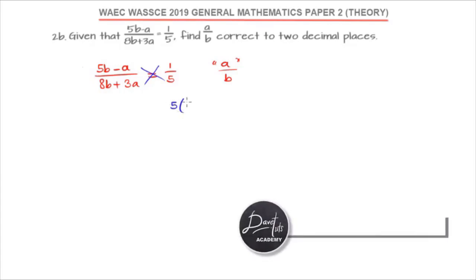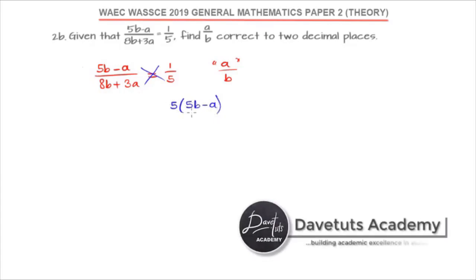In this question 2b, we are given that (5b minus a) over (8b plus 3a) is equal to 1 over 5. We are to find a over b correct to 2 decimal places. If we just write this out, we can look at this as an expression that we can cross multiply with the aim of getting a over b. Okay, so let's keep that in mind. Our target is to get a over b.